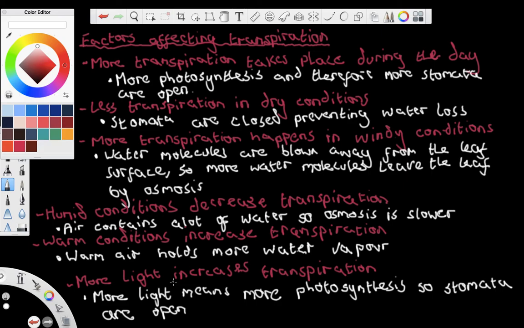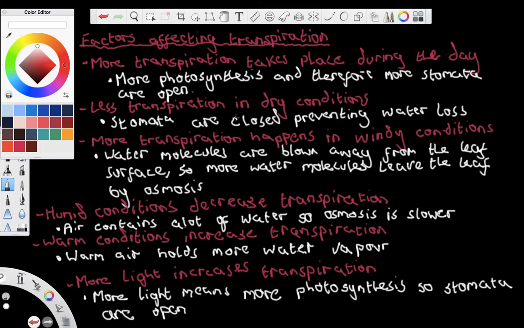Okay, so the factors that affect transpiration: more transpiration takes place during the day because there's more photosynthesis and therefore more stomata are open. Less transpiration happens in dry conditions because stomata are closed to prevent water loss. If you think about it, I told you earlier that water can only be lost from the stomata. Therefore, if there isn't much water in the environment, plants will close the stomata so they don't lose excess water.